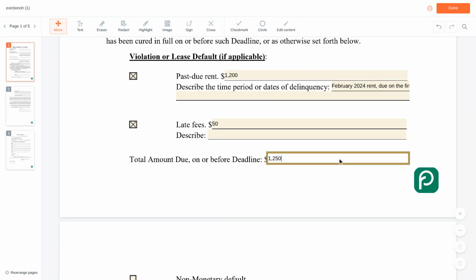For residential evictions, the law requires that your notice include this specific language, and you will want to copy it exactly. It reads, "You are being asked to leave the premises."